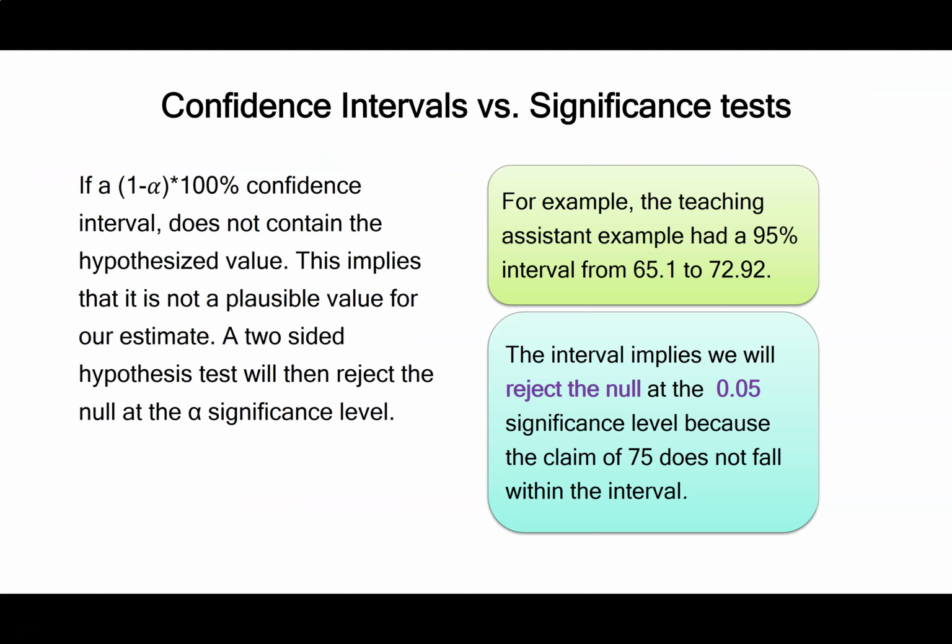So confidence intervals versus significance tests, it totally matters what your question is. But there's a relationship, especially if you're looking at a two-sided hypothesis test. So here, let's say I have a 90% confidence interval and a two-sided hypothesis test, 10.